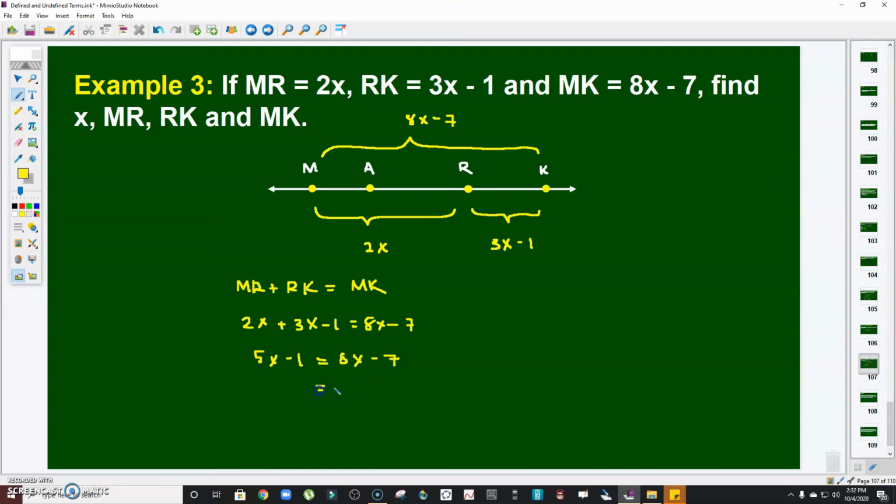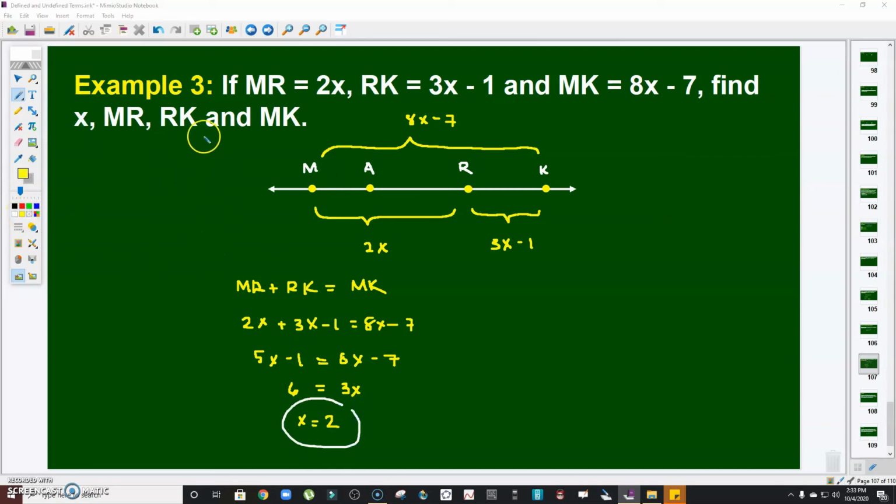If I'm going to transpose 5x to the right side, I'm going to have 8x minus 5x, that will be 3x. Then transpose negative 7 to the left side, that will be negative 1 plus 7, so that will be 6. So clearly, dividing both sides by 3, I'm going to have x equals 2. And that's the answer here for the value of x.